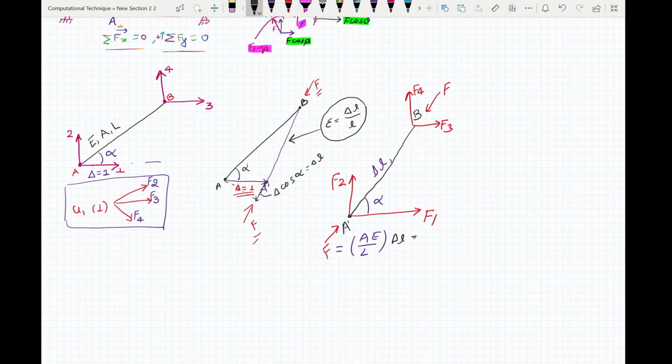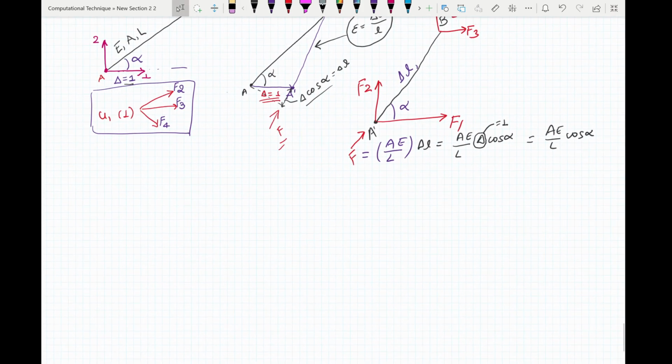Now delta L equals delta cos alpha. So AE by L times delta cos alpha. Now this delta we have applied equals 1, you can see here. Therefore, this equals AE by L cos alpha. Therefore, what we have here is our force F as AE by L cos alpha. Now we have to find the components of this force in all these degrees of freedom.